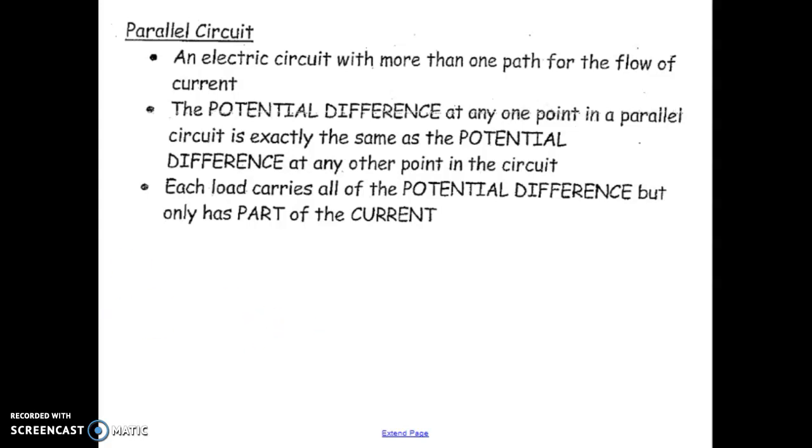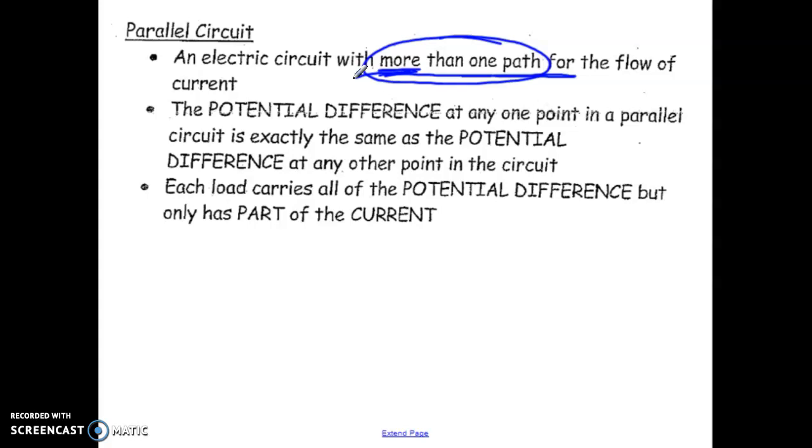Okay, so the second type of circuit is a parallel circuit, which we've already looked at to show the difference between the two. But the main thing, how you know you're looking at a parallel circuit, is that the electrons have more than one pathway to flow in. So as soon as you see there's a fork in the road or a branch off where the electrons can go one way or the other way, you know you're looking at a parallel circuit.